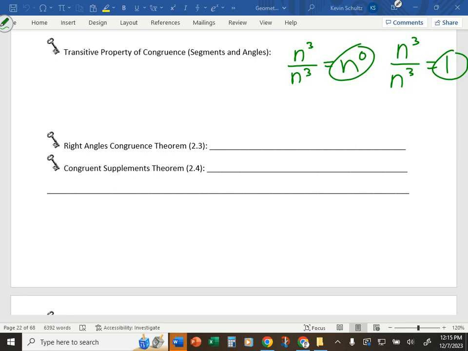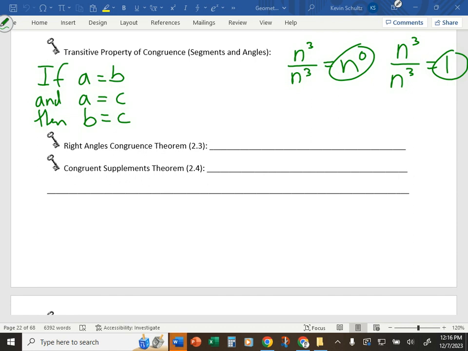The transitive property is what this is all about. It says if A equals B and A equals C, then B equals C. The transitive property relates three congruent things or equal things to say if A is B and A is C, then B has to be C. And C can also be equal.